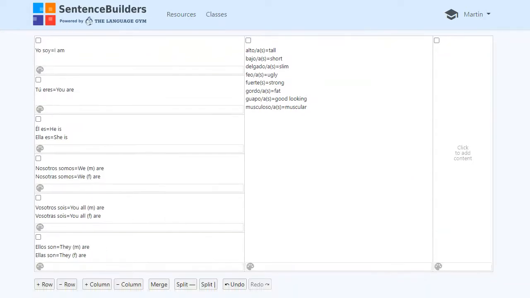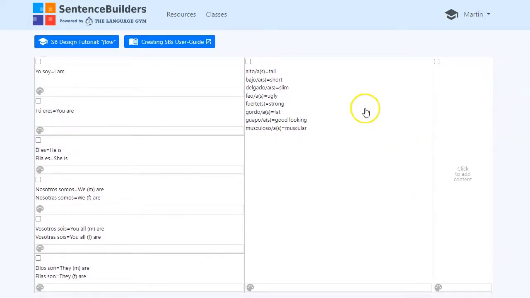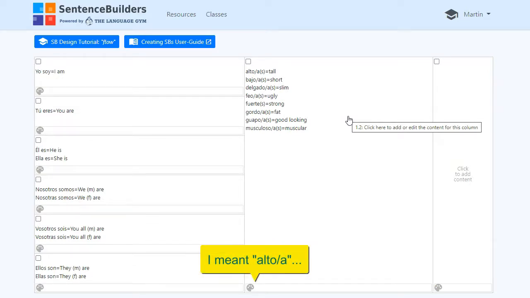The problem with combining masculine and feminine adjectives in a sentence builder in this way is that because we have no indication of masculine or feminine with, for example, I am, yo soy, and the same with tú eres, you are, it would be impossible for the student to know which version of the adjective they're supposed to write, whether the masculine one or the feminine one. And if you don't stipulate, then what you're requiring them to do is to write out both versions, so they'd be writing alto/a.